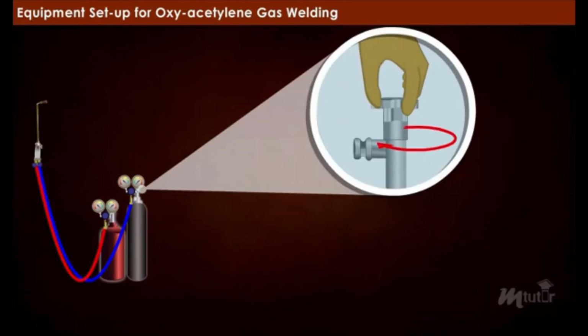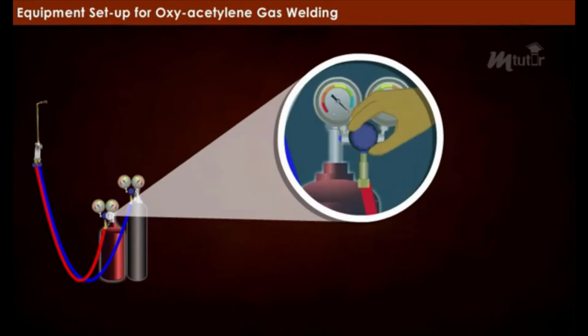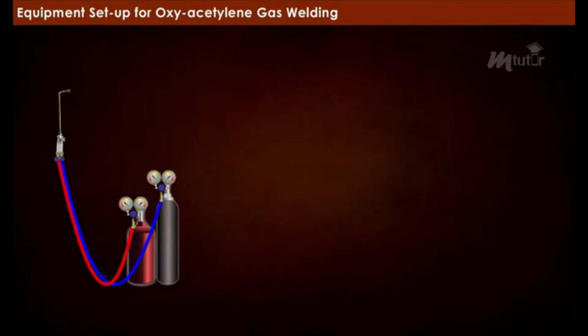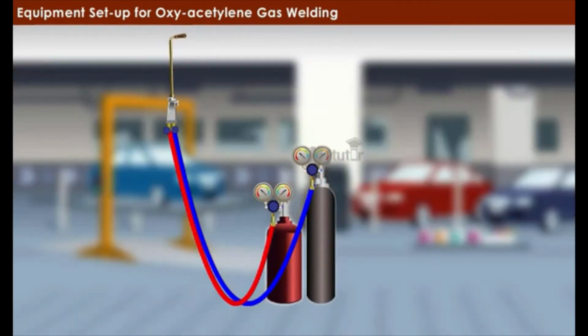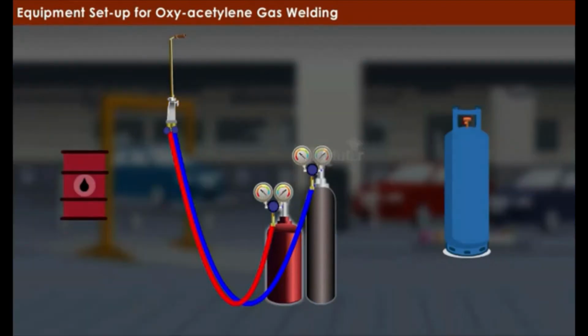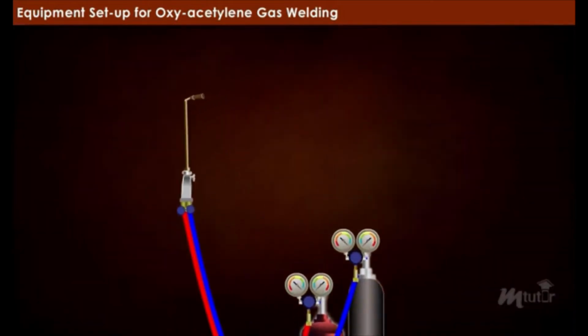Half turn the main valve on the top of each cylinder in counterclockwise direction. Turn the regulator valve and set the pressure for each cylinder. This is your working pressure for welding. Before you light the torch, check your working area. Make sure there is no flammable material or fluids nearby, and also clear the workmates from the area.